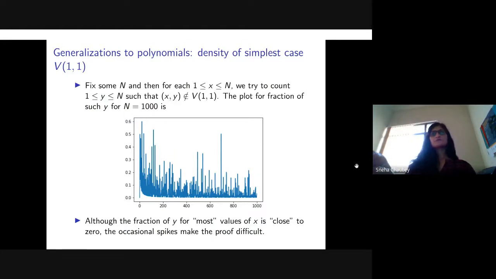What it says is that although the number of y's for most values of x is close to 0, one can see that there are occasional spikes, right? And because of this, getting a proof for the density is not easy, even in the simplest case, x squared plus x.